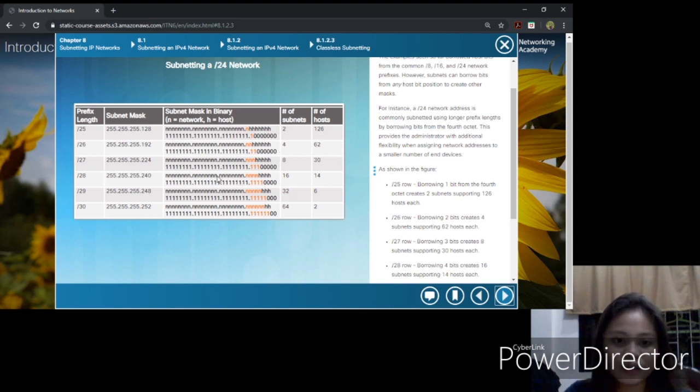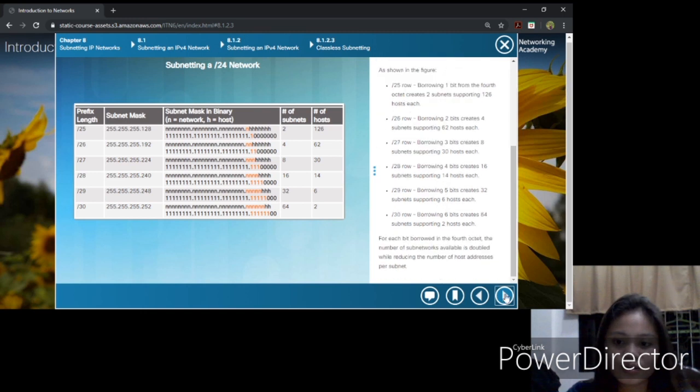And /27 borrows 3 bits and creates 8 subnets and 30 hosts. And /28 borrows 4 bits, creating 16 subnets and 14 hosts. The /29 gives 32 subnets with 6 hosts, and the /30 gives 64 subnets and 2 hosts.